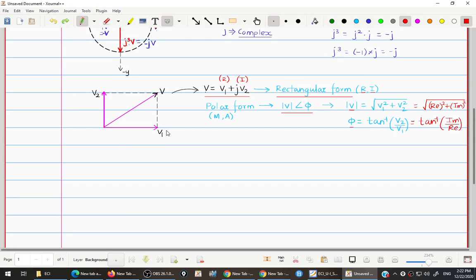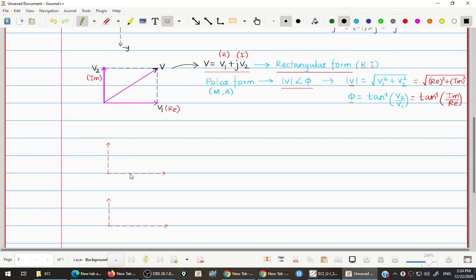Now we have taken the example of two phasors V1 and V2. Here this is on x-axis, so this is real quantity. This is on y-axis, so this is imaginary quantity. But sometimes what happens, only one of the parts is present, either real part or imaginary part. In that case, how you will write equations, rectangular form and polar form, that we will see now.